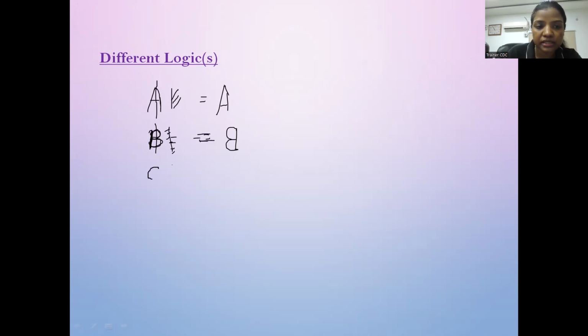Now let's talk about C. What do you think how C will look in the mirror? C will look exactly like this. D will also look like this, right? What about E?